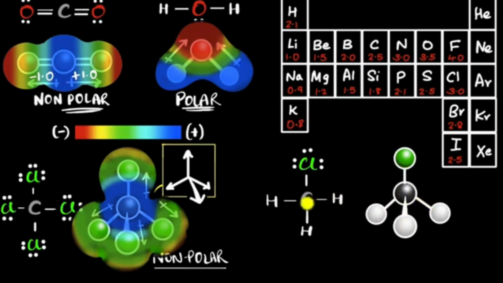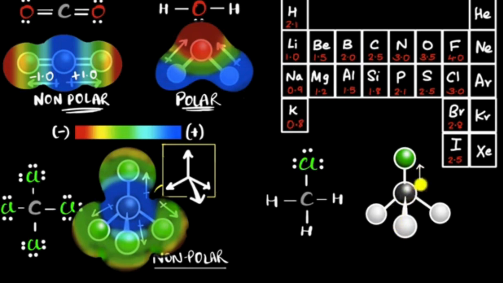But the electronegativity difference between carbon and chlorine, it's exactly 0.5. So it's in the border case. And so we will consider this bond to be polar. So this bond, like over here, is polar. The electrons are being pulled more towards chlorine. But what about the whole molecule? Is it polar or not?